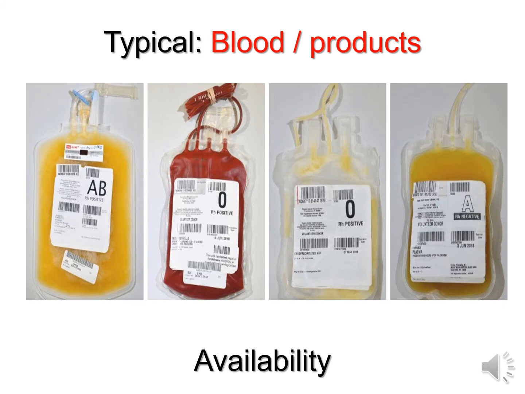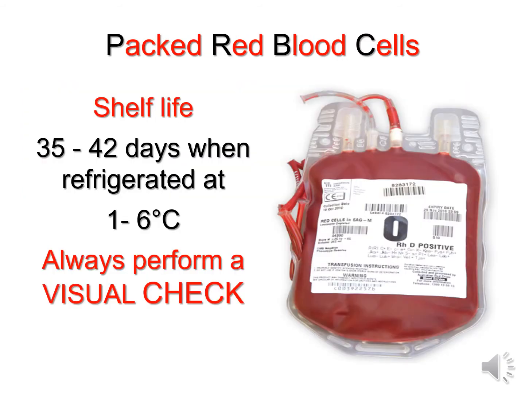So what are some of the typical blood products that are available in most transfusion centres or blood banks? You've got packed red blood cells, and they have a shelf life of approximately a month when refrigerated at 1 to 6 degrees centigrade, but you always perform a visual check to make sure that the product looks safe, looks normal.